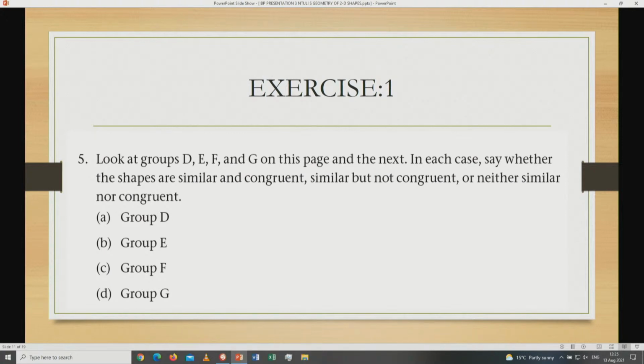Right. Let us get to exercise 1 now. We are done with the examples. Now, look at groups D, E, F, and G on this page and the next. In each case, say whether the shapes are similar and congruent, similar but not congruent, or neither similar nor congruent. So we are giving you 3 options there.